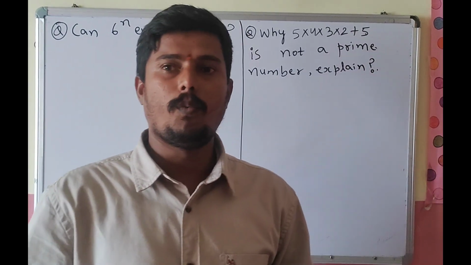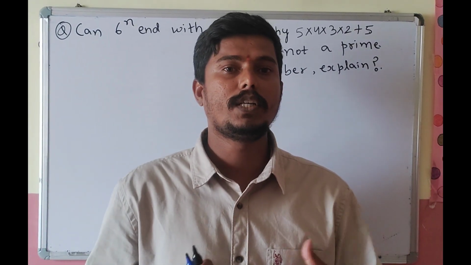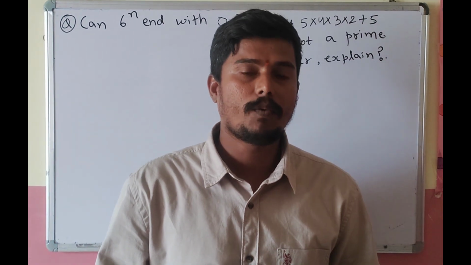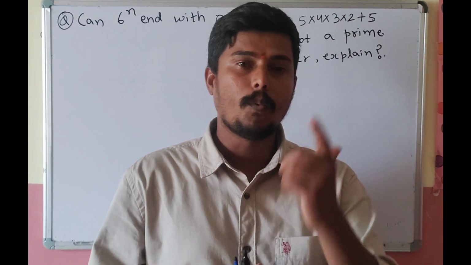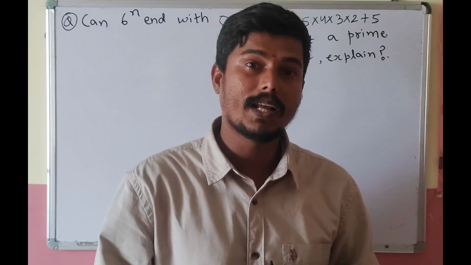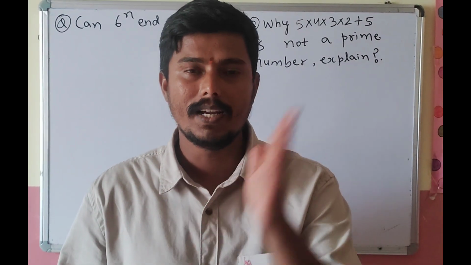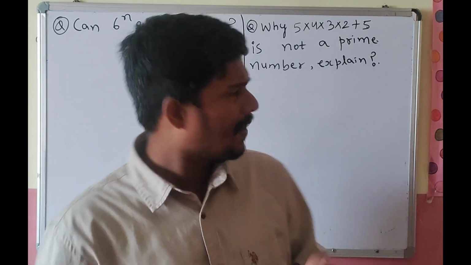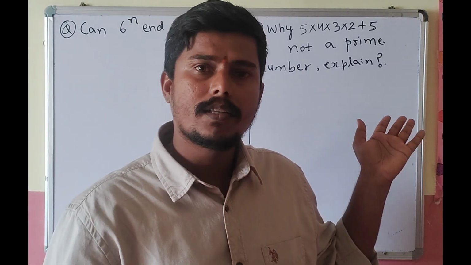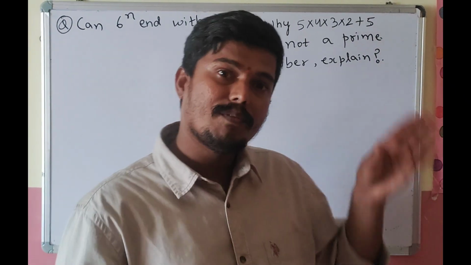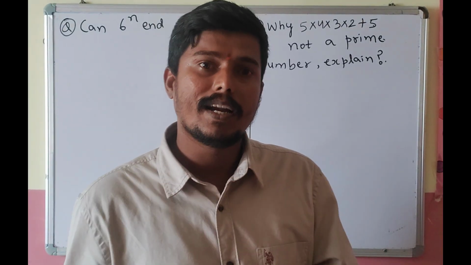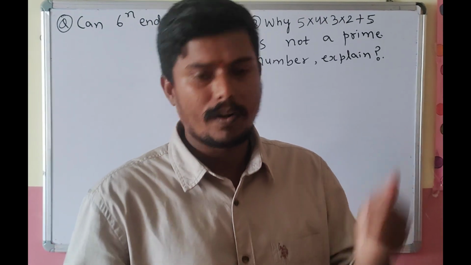So first, to say it's not a prime number, you need to know the definition of a prime number. A prime number has only two factors: 1 and the number itself. So if it has more than two factors, it is not a prime. Again, if it has more than two factors, it is not a prime. It's very clear. Now let us start with the question.